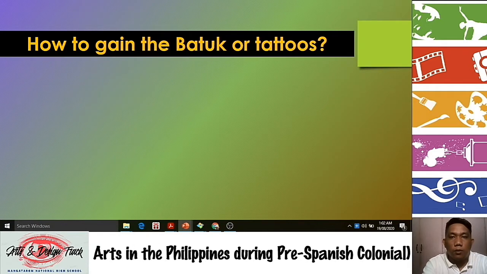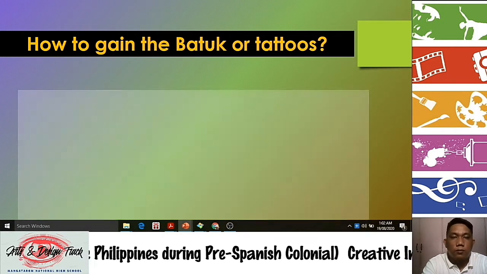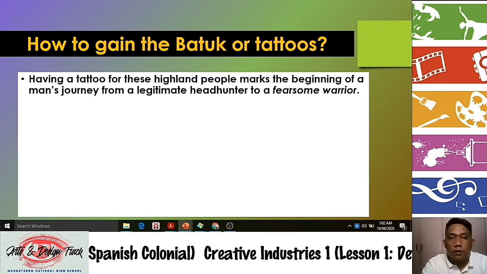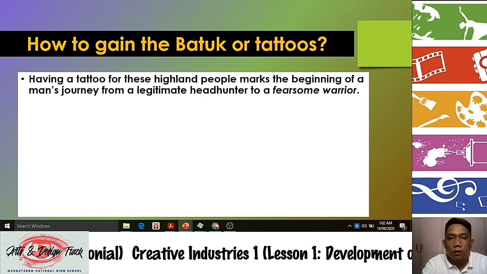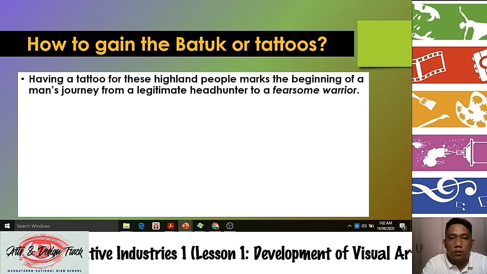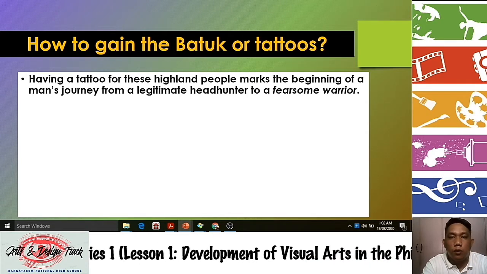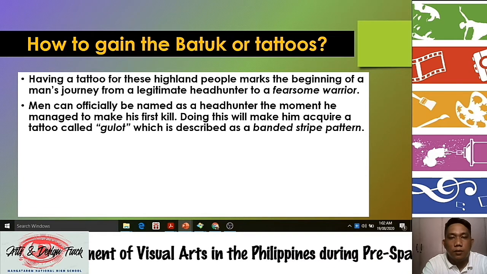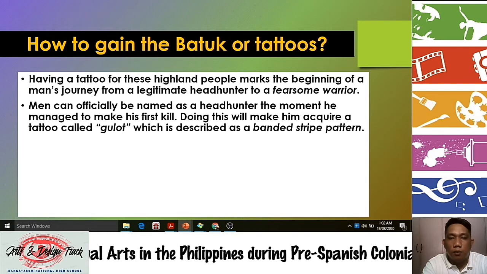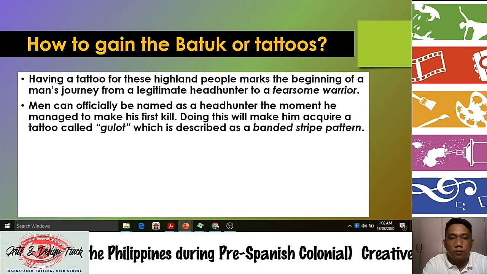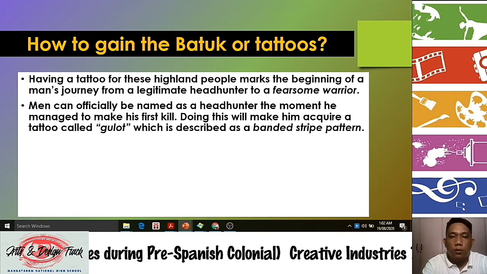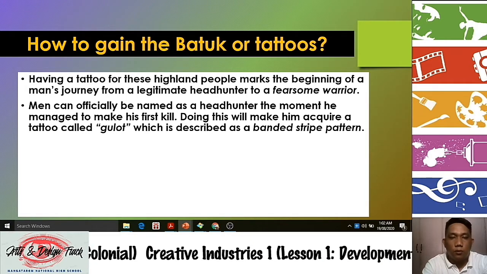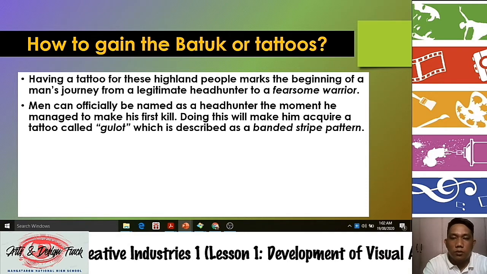How to gain the batok or tattoos? Having a tattoo for these Kalinga people marks the beginning of a man's journey from a legitimate headhunter to a fearsome warrior. A man can officially be named a headhunter the moment he makes his first kill. Doing this will make him acquire a tattoo called kulot, which is described as a banded strip pattern.